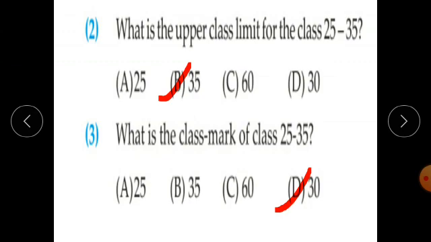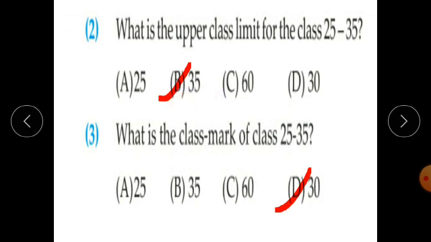Second sub question. What is the upper class limit for the class 25 to 35? A option 25, B option 35, C option 60, D option 30. So 25 is lower class limit and 35 is upper class limit. So for this class, the upper class limit is 35. So B option is correct, 35.